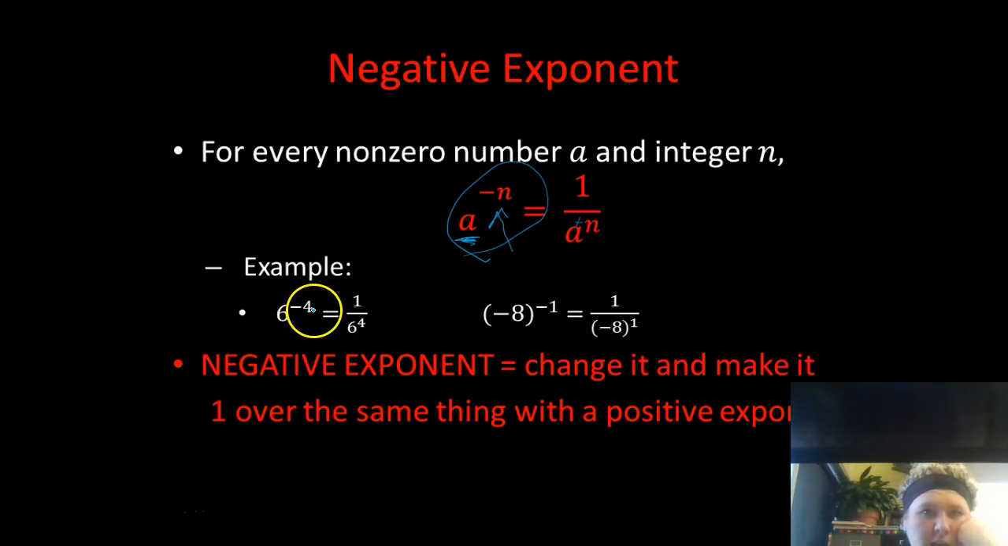So 6 to the negative 4th, okay, negative exponent we see, so we put 1 over 6 to the positive 4. Negative 8 to the negative 1, negative exponent, so we put 1 over this, and this base will always stay the same. So it's important that you see this negative 8 is still going to stay a negative 8. It's only your exponent that changes to a positive. So negative exponent, change it and make it 1 over the same thing with a positive exponent.